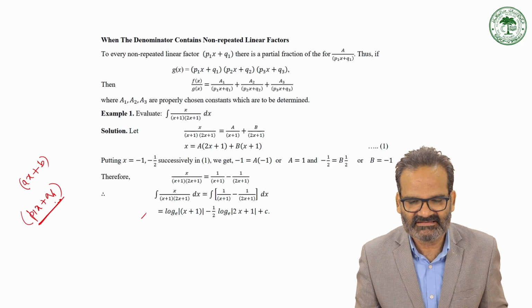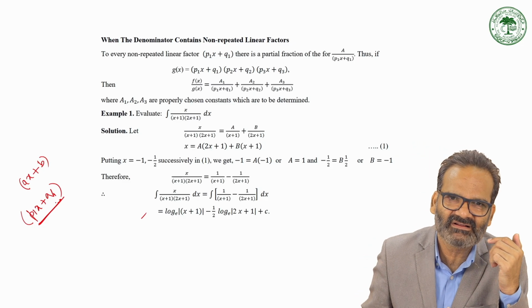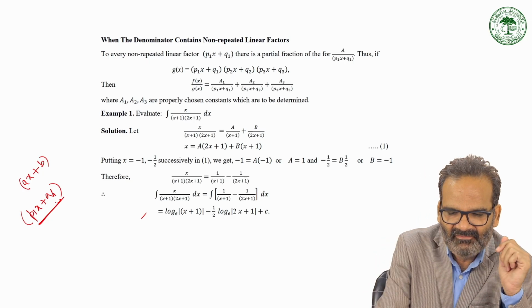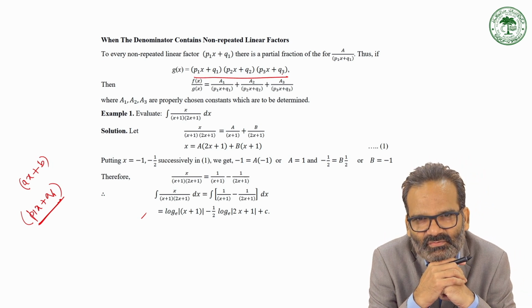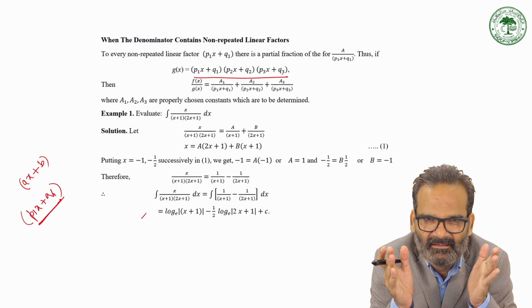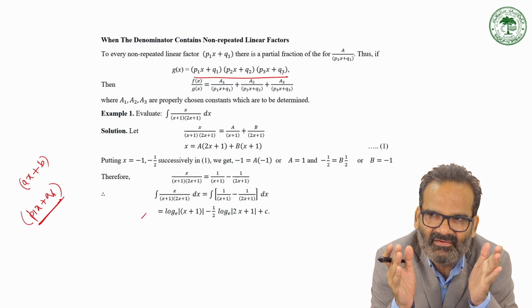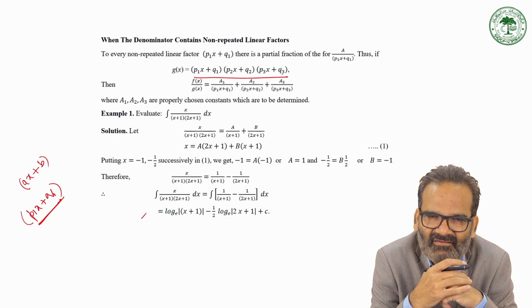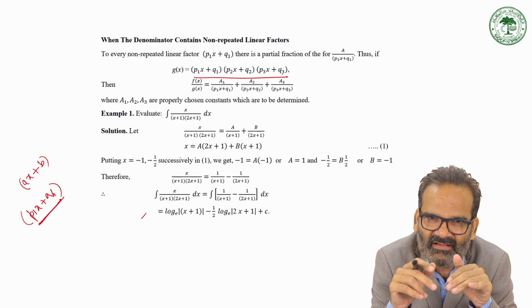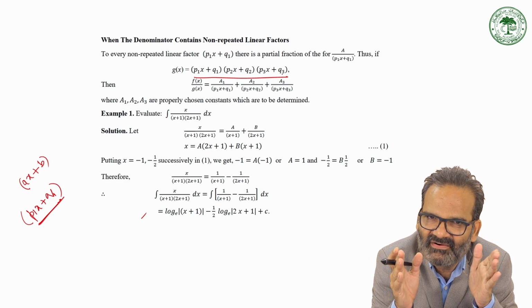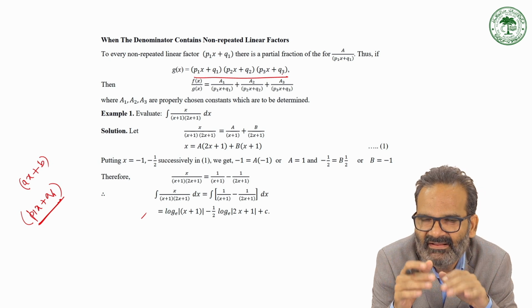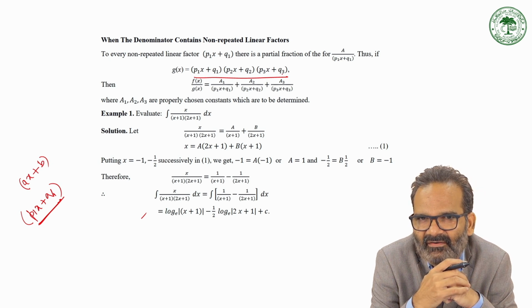Let us understand this concept, and then finally we will find the values of the constants a1, a2, a3. Here, see, g(x) is having 3 factors: p1x plus q1, p2x plus q2, p3x plus q3. It means the denominator g(x) has 3 factors, and all these 3 factors are linear and distinct. So we will write our expression as a1 upon the first factor plus a2 upon the second factor plus a3 upon the third factor. This is the partial fraction of the given function f(x) upon g(x). And finally, we will have to find the values of a1, a2, a3.